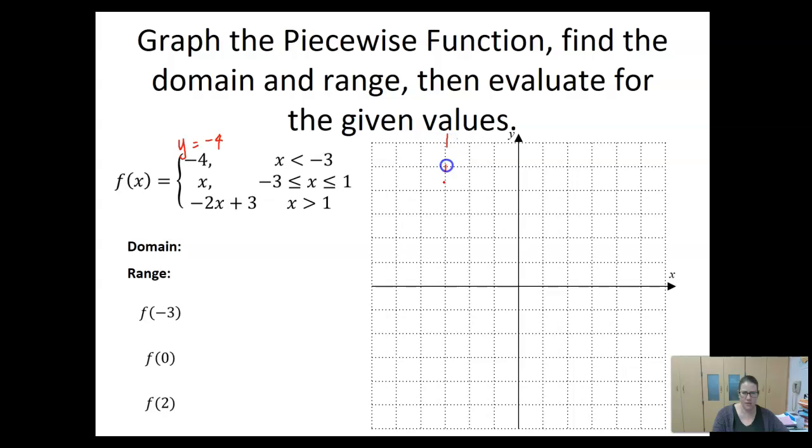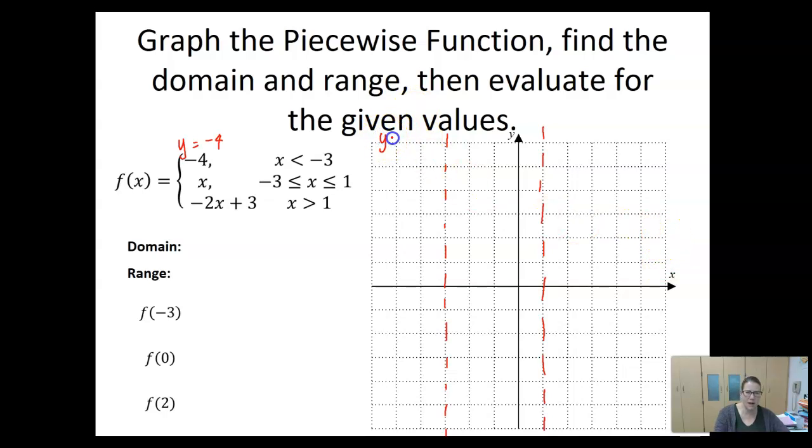So I'm going to put, again, a dotted line at -3, and this is just to remind me where the change should happen. It should be one function until I get to that line, and then it should change to another one. It's going to be x when x is between -3 and 1. And then when it's greater than 1, it's going to be -2x plus 3.